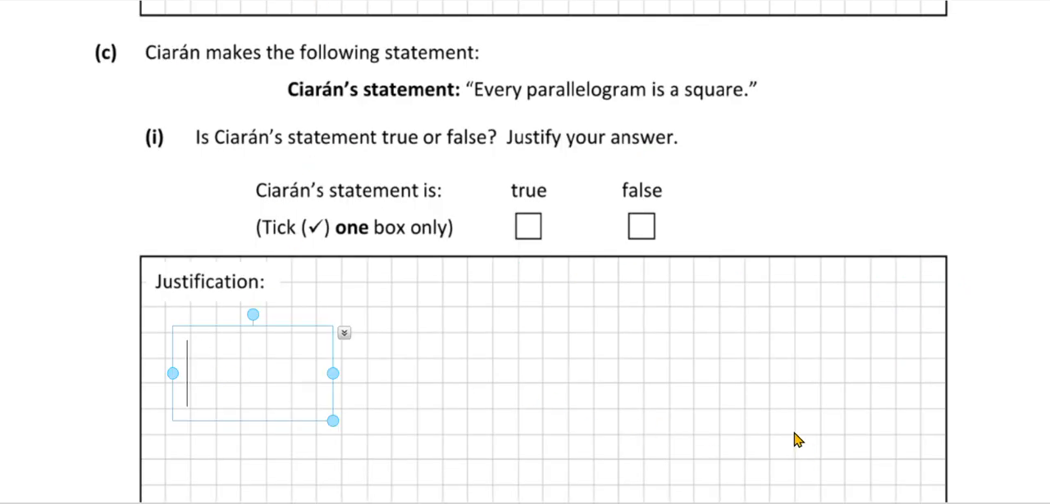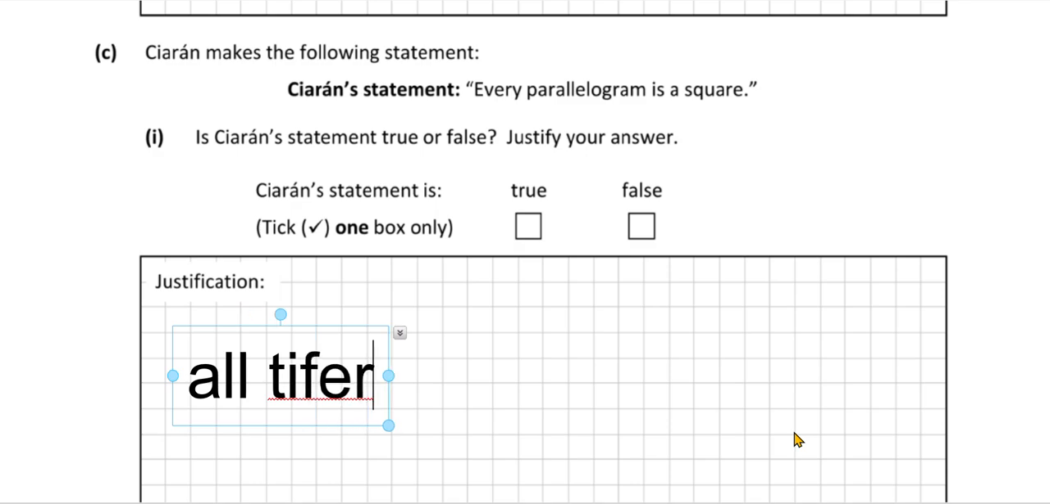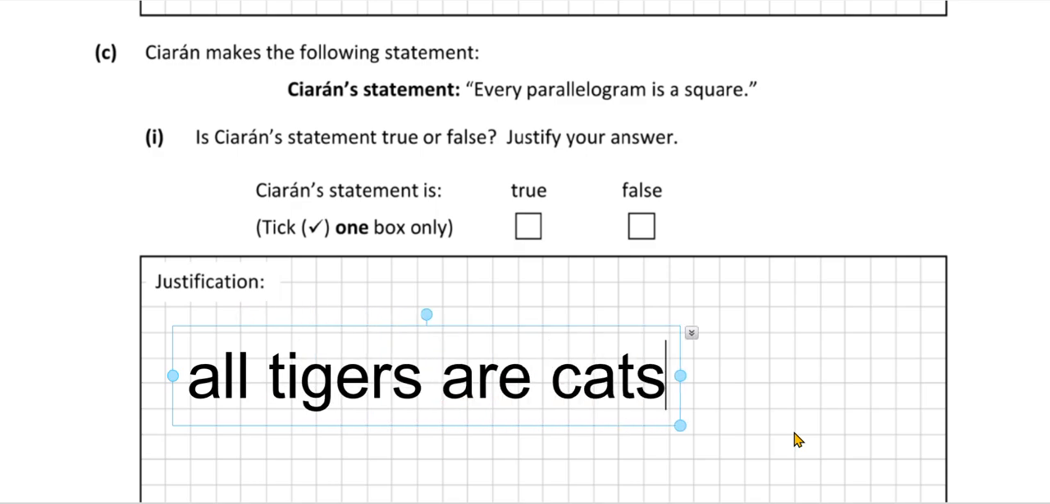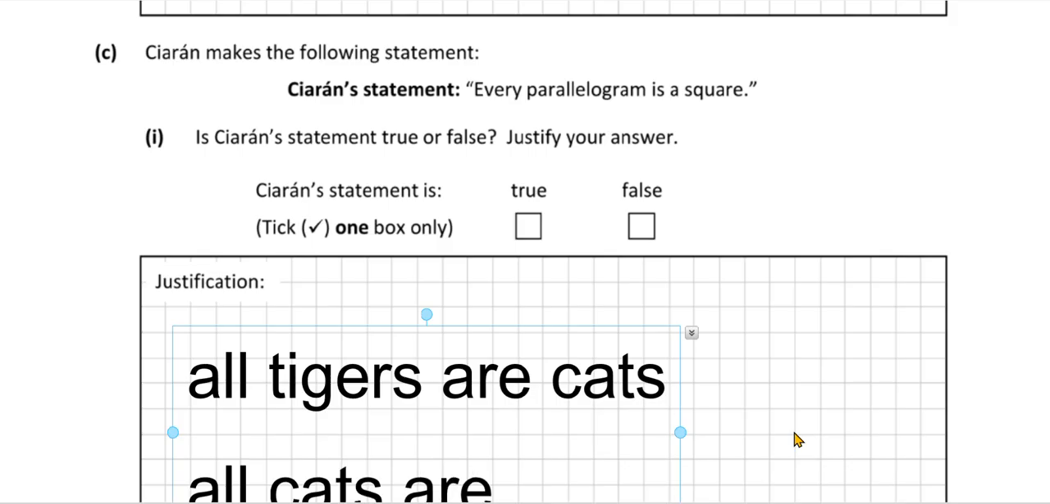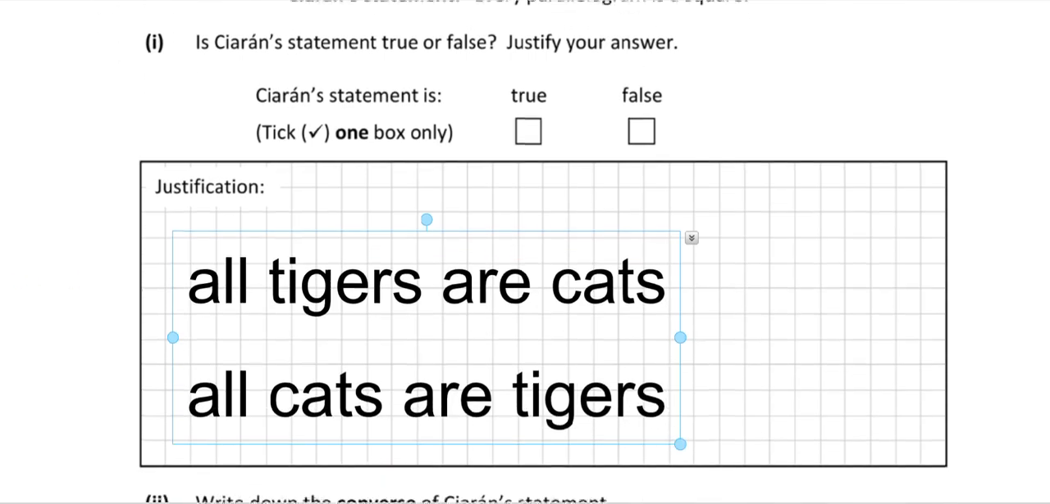Statements. Here's my statements. Okay. All tigers are cats. True or false? True. All tigers are classed as cats. I change it around. All cats are tigers. Is that false? Agreed? One's true and the other one is false.